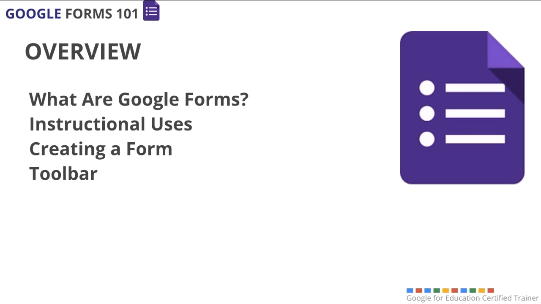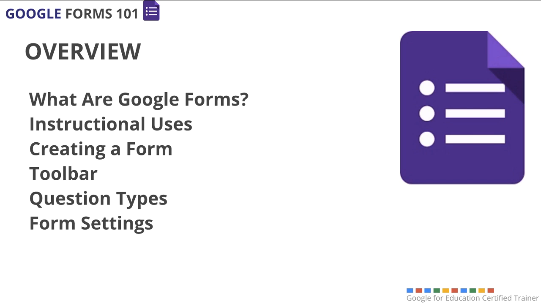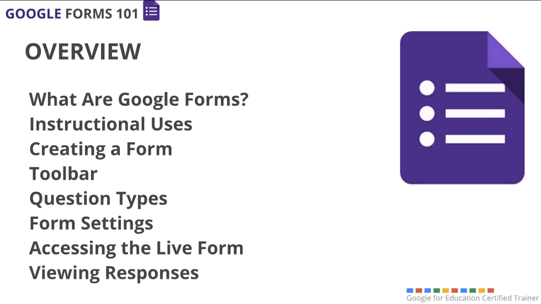So we'll go over the different options available in the toolbar, the different question types that you can add into your form, as well as some of the form settings that you can change depending on how you want the form to function and what your target group is for getting information. And then once you have it created, how do you share that form out so that people can access the live form and actually complete it?